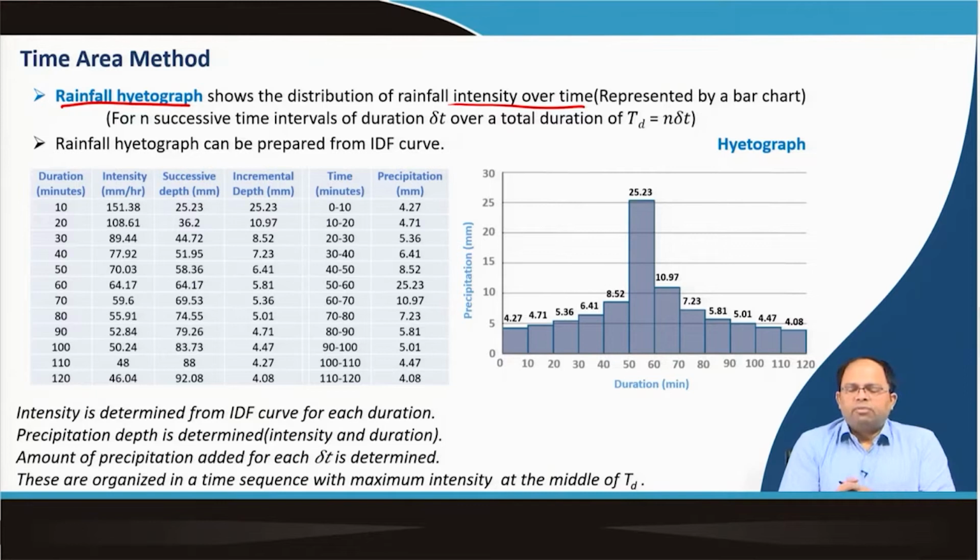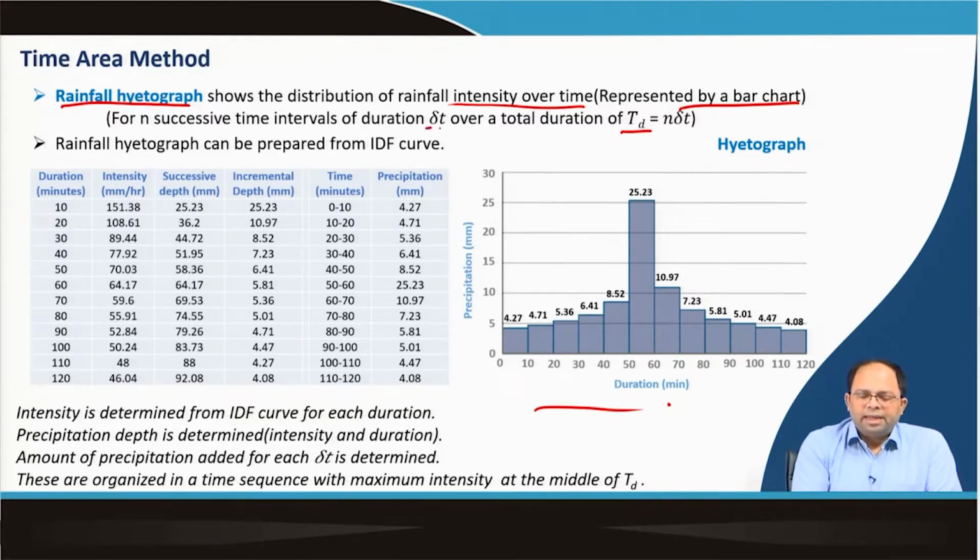A rainfall hyetograph actually shows the distribution of rainfall intensity over time, and this is represented by a bar chart like the one given over here. So, how do we use that? We divide the entire time period of TD, that is the total duration of that rainfall, into n successive time intervals of duration delta T. So, each of these time intervals is delta T and there are n intervals. Now, what do we do? Rainfall hyetograph is basically prepared from the IDF curve.